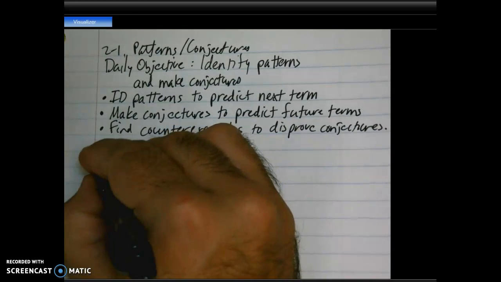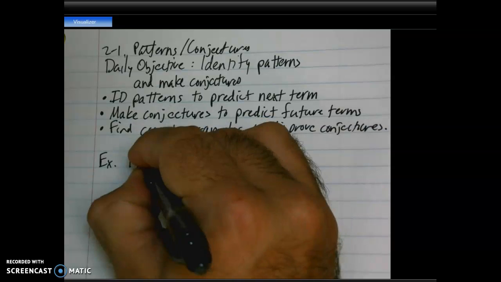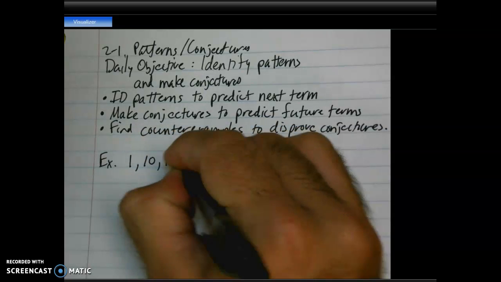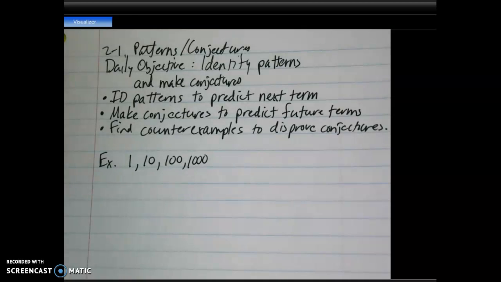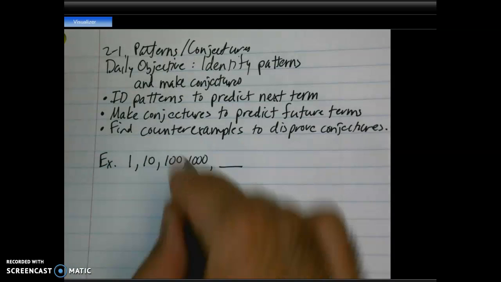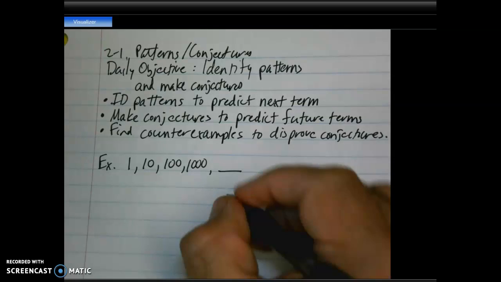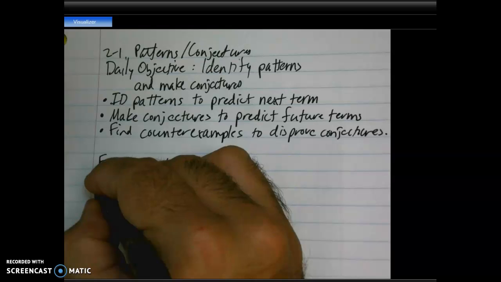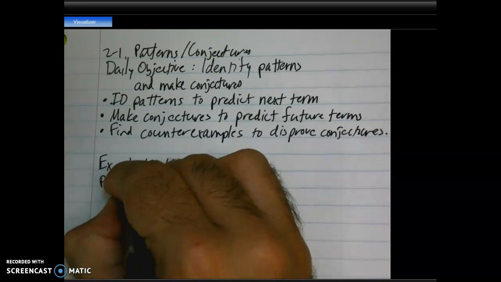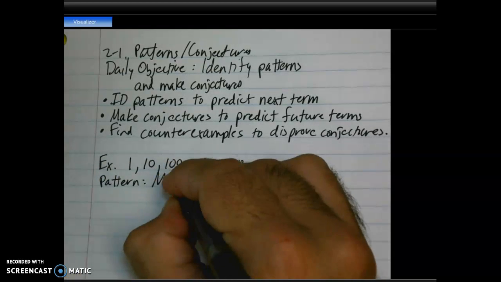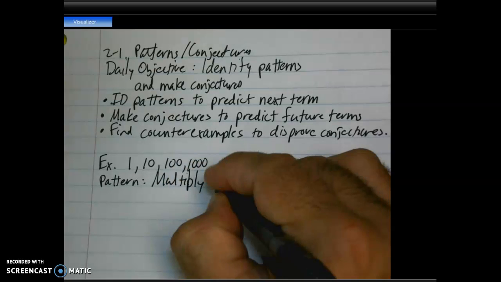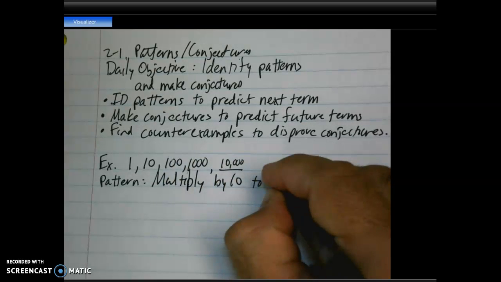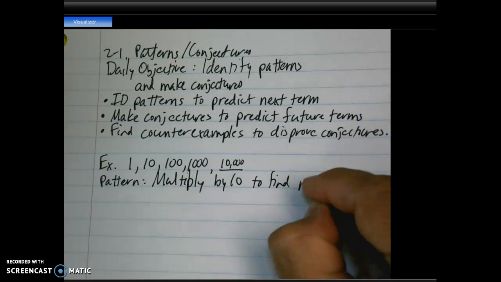Here's an example of a pattern. 1, 10, 100, 1000. If I were to ask you what the next term is, you can see that these are in powers of 10. Each time you're multiplying by 10, so the next term after this would be 10,000, and so on. So our pattern is you multiply by 10 to find the next one.